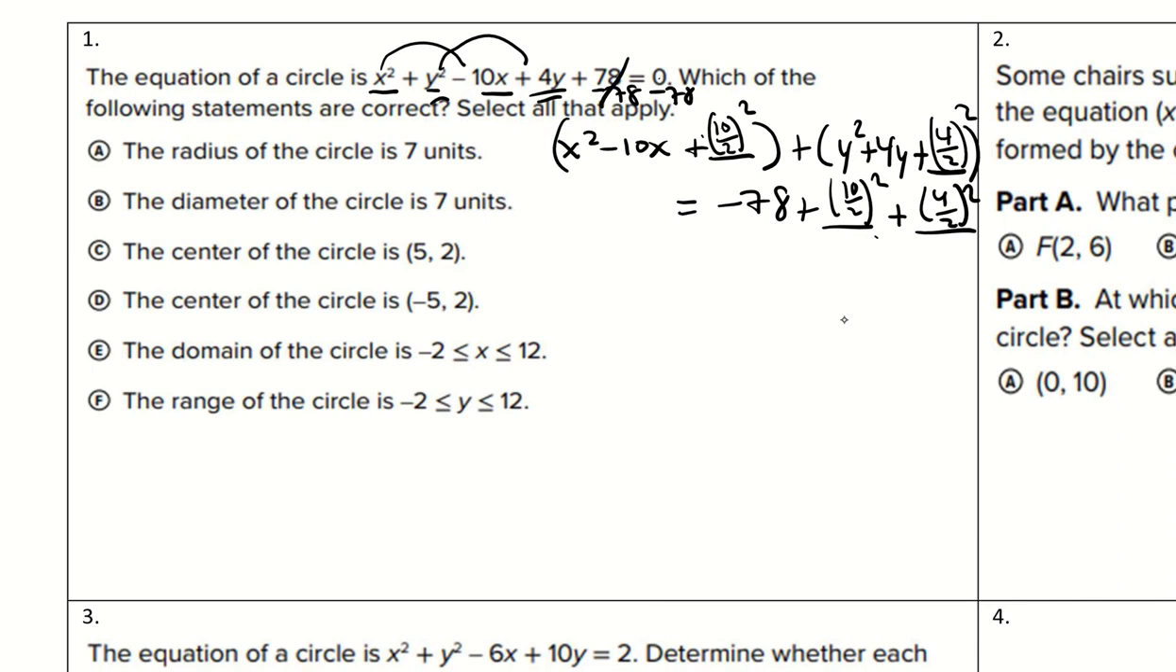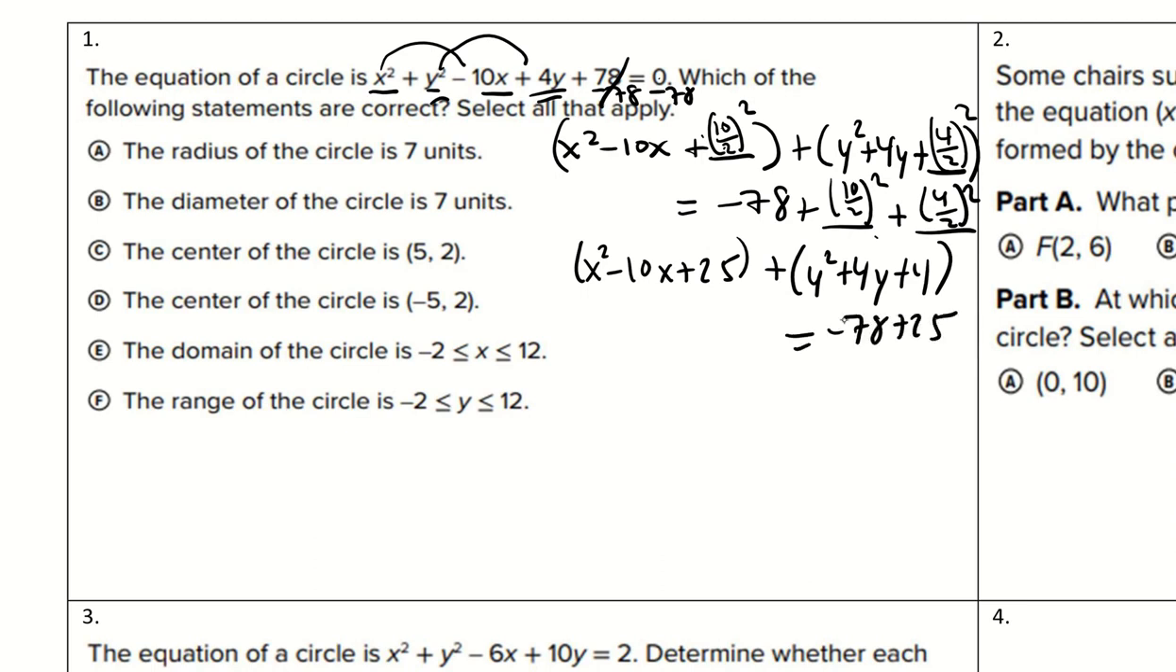So 10 divided by 2 is 5. 5 squared is 25. So x squared minus 10x plus 25 plus y squared plus 4y, 4 divided by 2 squared is 4, equals negative 78. And then this is plus 25. This is plus 4.